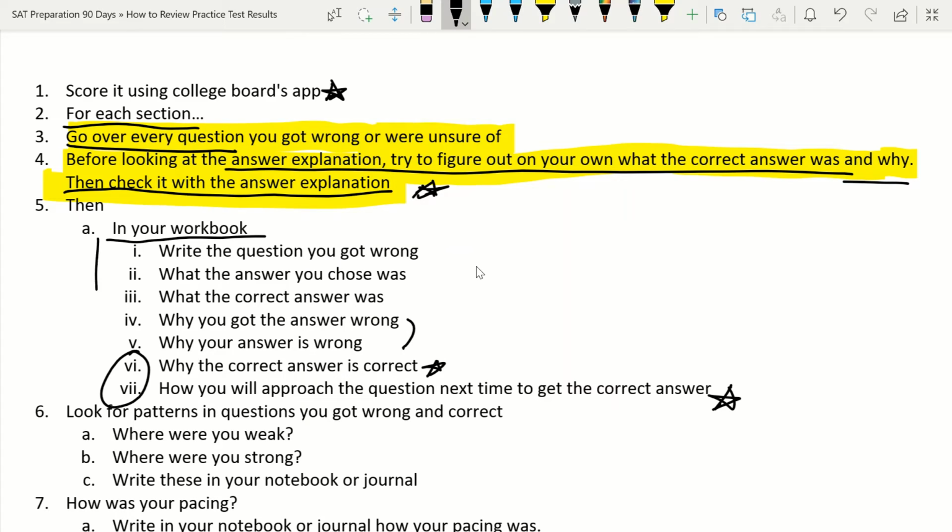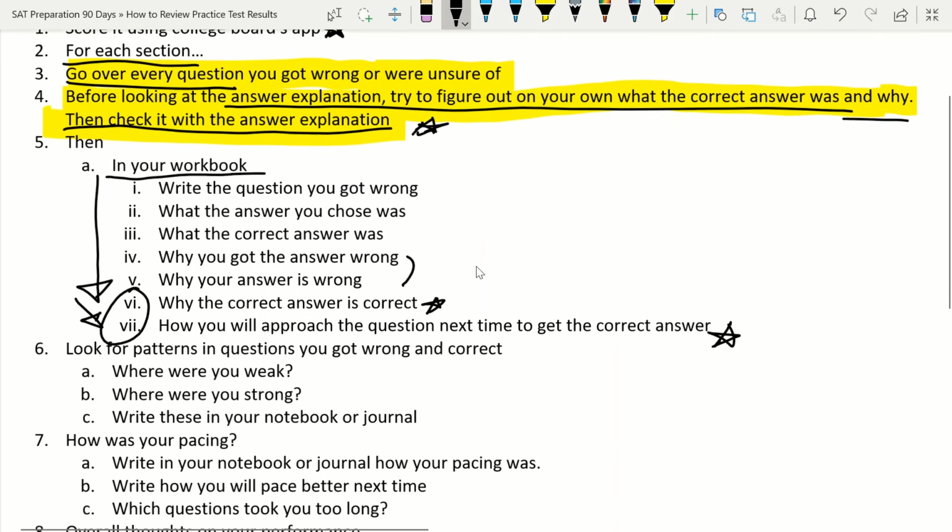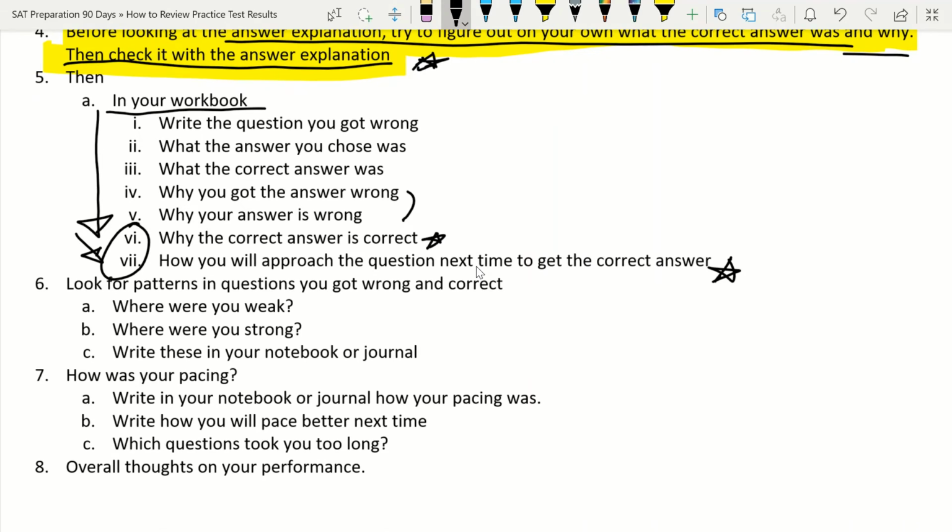So we're going to do these steps prior because it helps us with these steps. So we want to understand the question, why our wrong answer choice was wrong, why the correct answer choice is correct, and then how we're going to approach the question next time to get to the correct answer. So you're going to do that for every question that you got wrong on each section. Then for each section, look for patterns in the questions that you got wrong and that you got right. So what areas were you weak in?